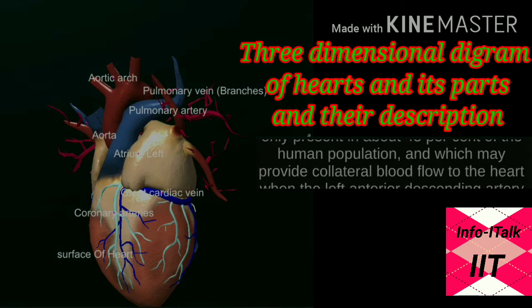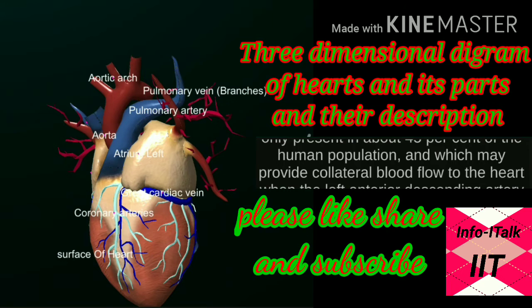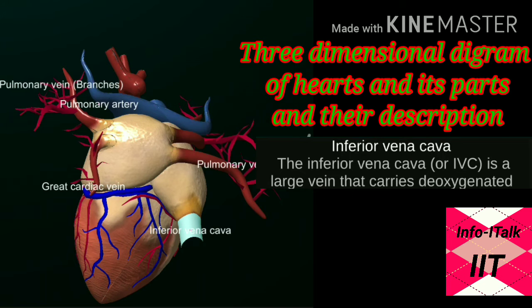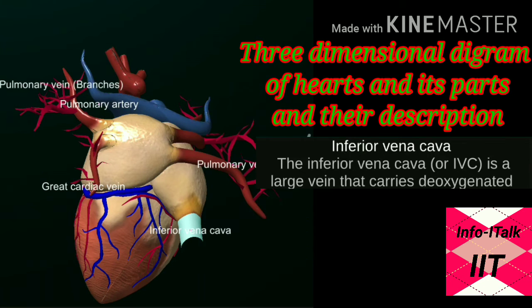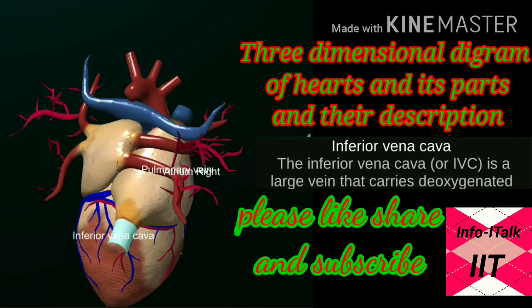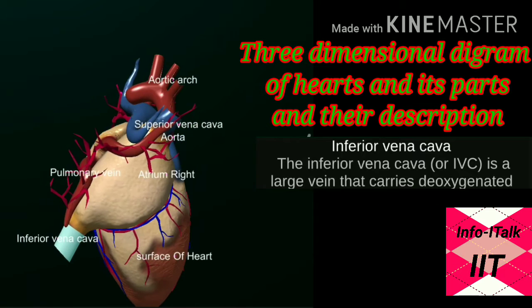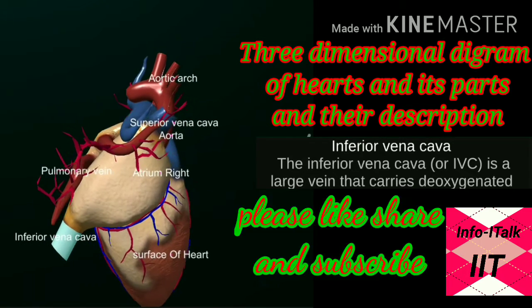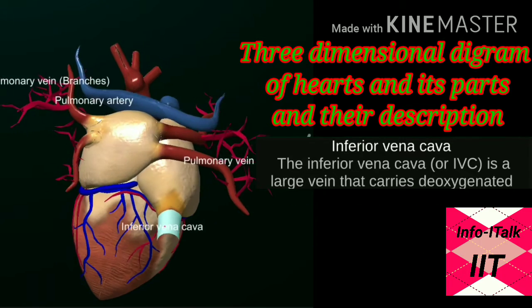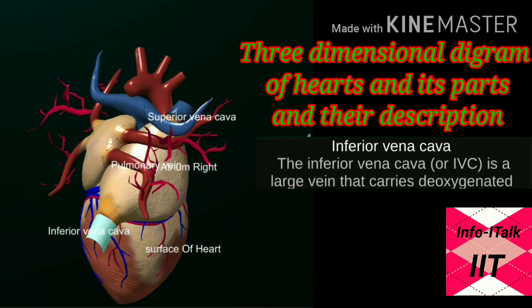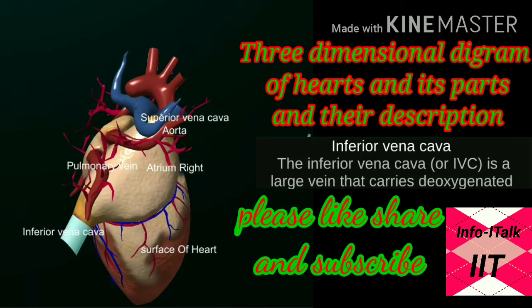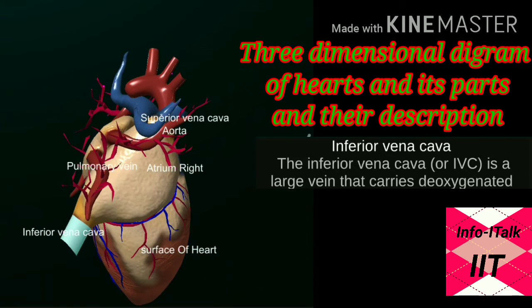Okay. Now the next part is this sky blue color. Here is the inferior vena cava. This is the shape of the inferior vena cava. It is joined to the right atrium.